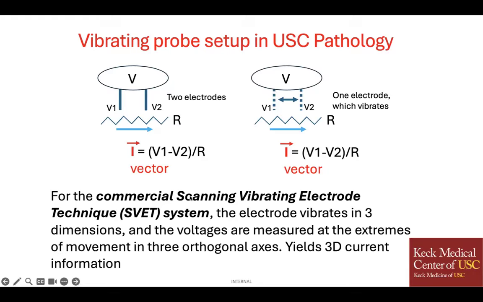It's called an SVET, a scanning vibrating electrode technique system. In this case, the vibration of the electrode occurs in 3 dimensions, and that information yields, again, vectorial information about the direction of current in 3 different axes, X, Y, and Z.